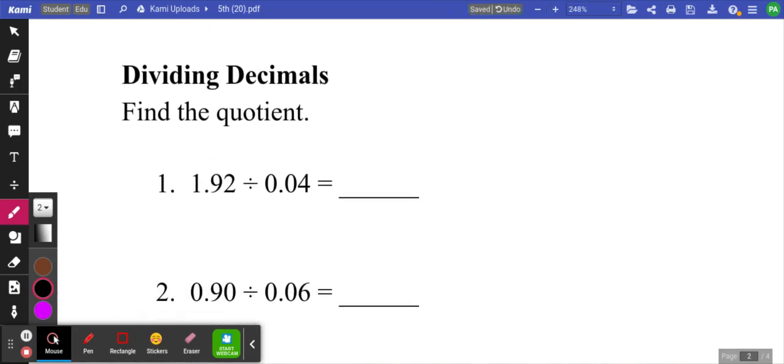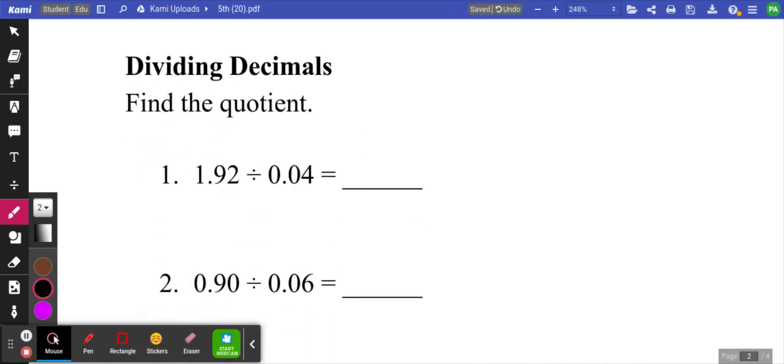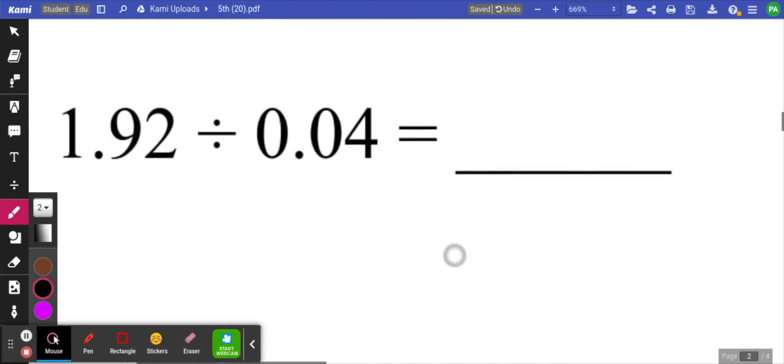Moving on, we will be dividing decimals. So when dividing decimals, you have to remember that whatever you're dividing by, the second number, has to be a whole number in order to make it easy on yourselves, because you're going to be dividing with whole numbers, which is so much easier than decimals.